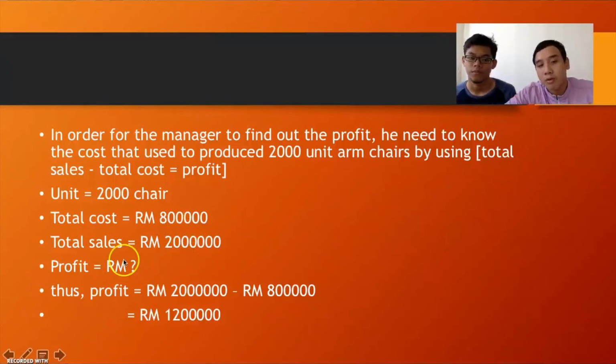So what's the profit for the 2000 armchairs? We use the formula just now. The profit is 2 million minus 800,000 ringgit. So we get 1,200,000. So this is our profit. This is our net profit.